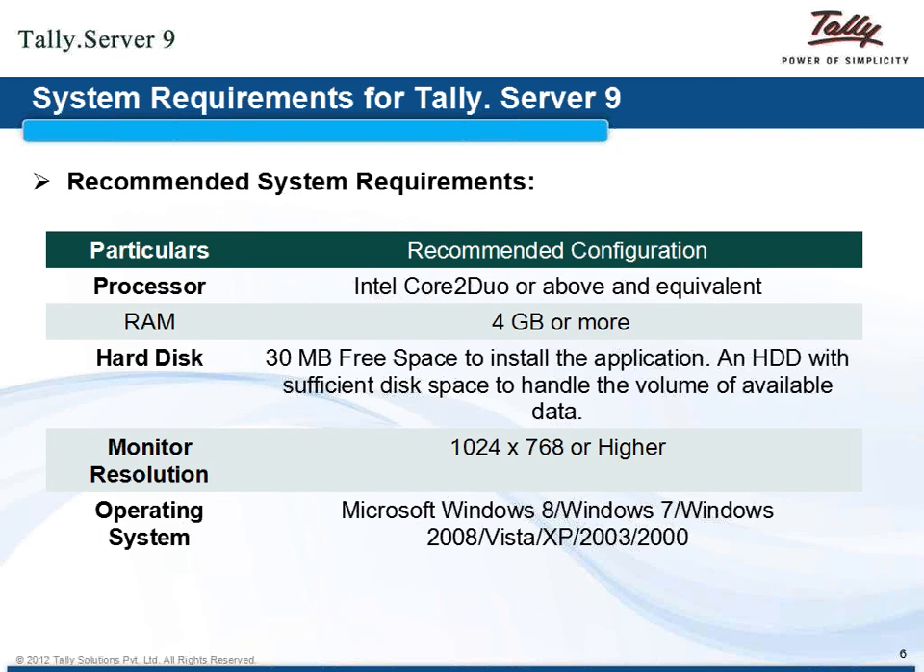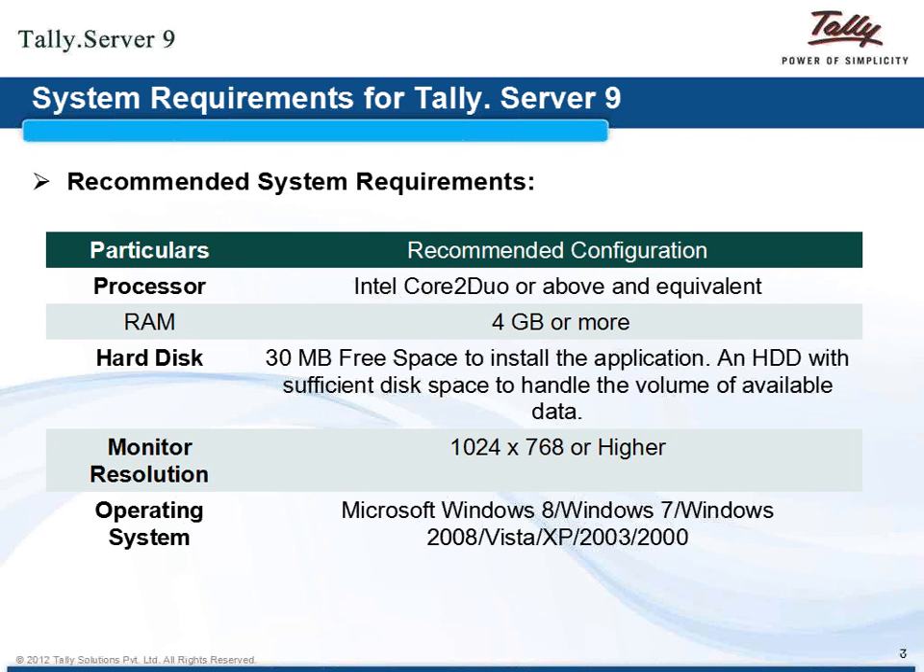And next, the system requirements for Tally Server 9. The recommended system requirements are, when we come to processor, the recommended configuration is Intel Core 2 Duo or above or equivalent processors. And when we come to RAM, 4 GB RAM or more. Hard disk, 30 MB free space to install the application, and HDD with sufficient disk space to handle the volume of available data.